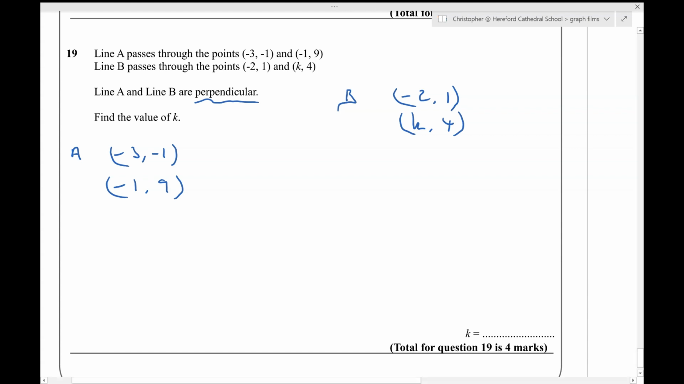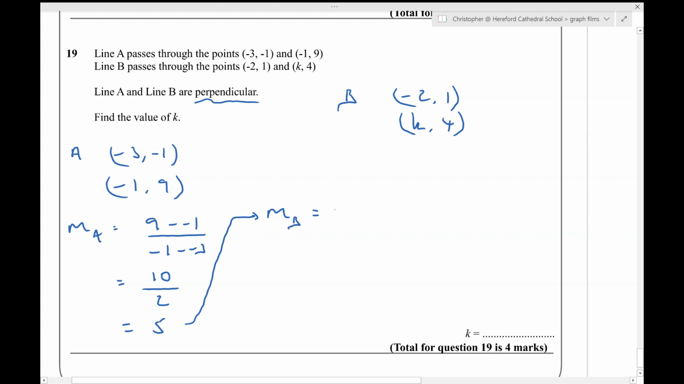So let's find the gradient of A, mA. Now, shall I do the top set of coordinates subtract the bottom, or the bottom subtract the top? I'm going to do the bottom subtract the top. 9 minus minus 1 over minus 1 minus minus 3. That's 10 over, careful with your signs, 2. So the gradient of A is 5, which means that the gradient of B must be the negative reciprocal of that, must be minus a fifth.